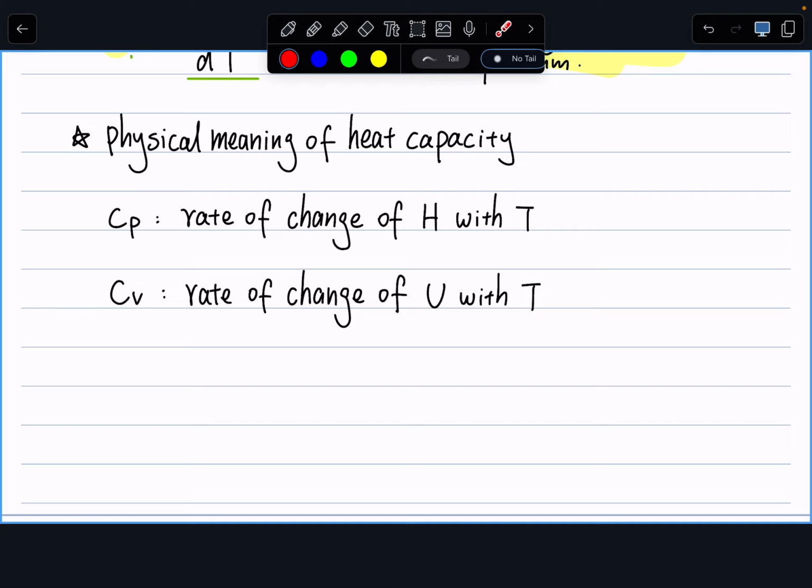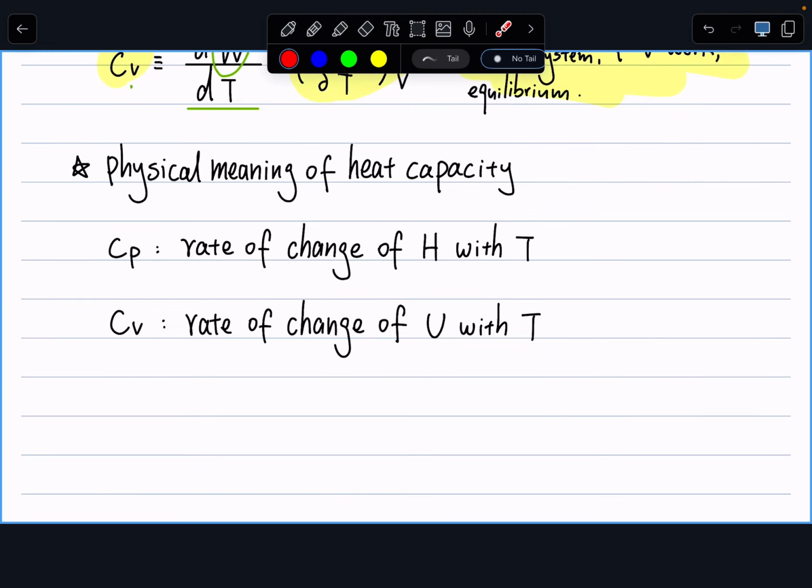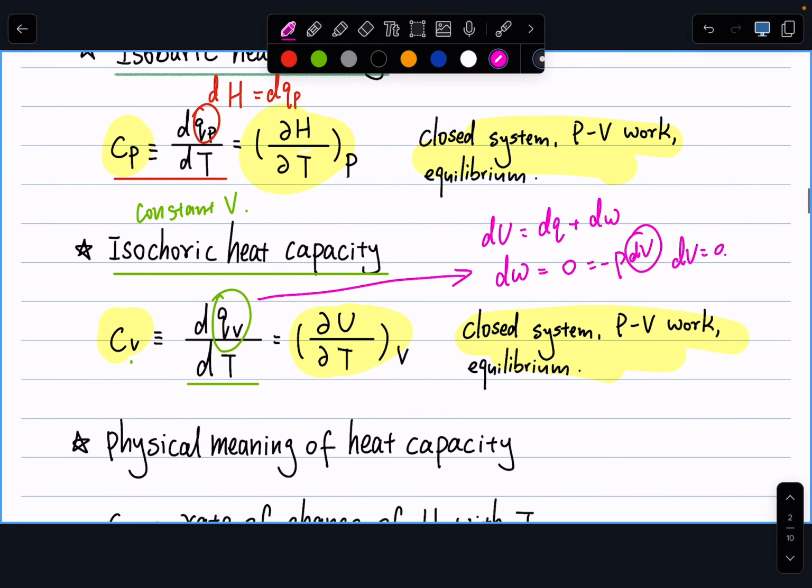Now, before we move on to do a little bit more math, I want to ask you a question. Are our heat capacities, CP and CV, extensive or intensive properties? Okay, so think about it. Are they intensive or extensive? Raise your hand if you think CP and CV are extensive properties. And raise your hand if you think they're intensive properties. So in this case, they are extensive properties.